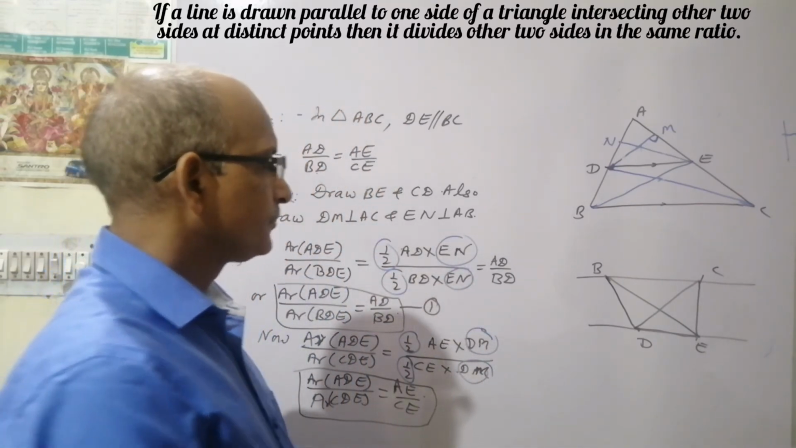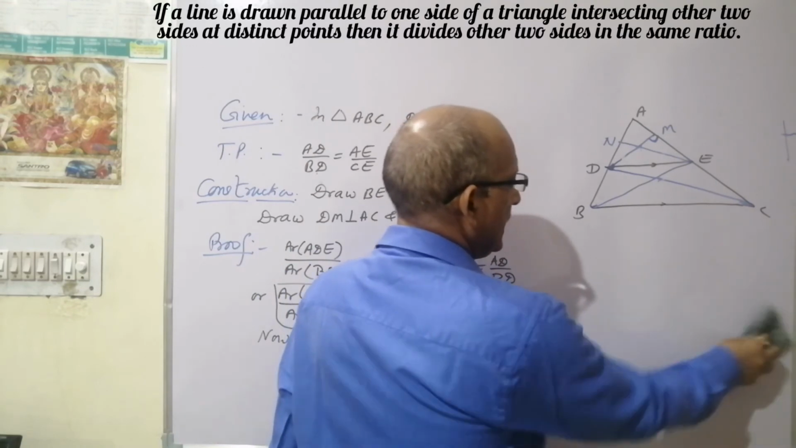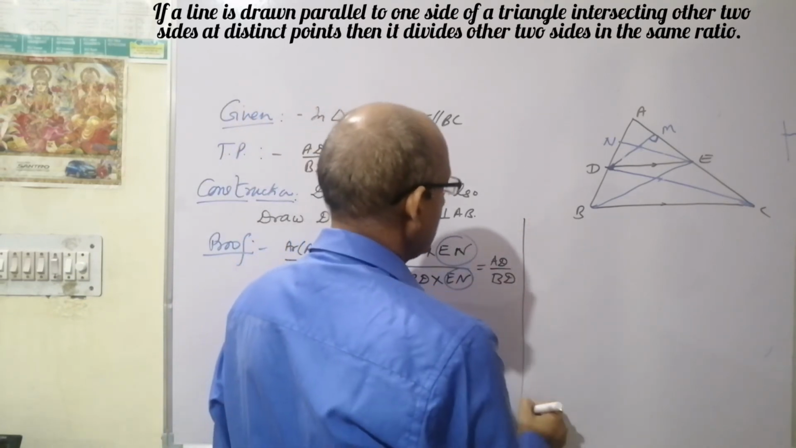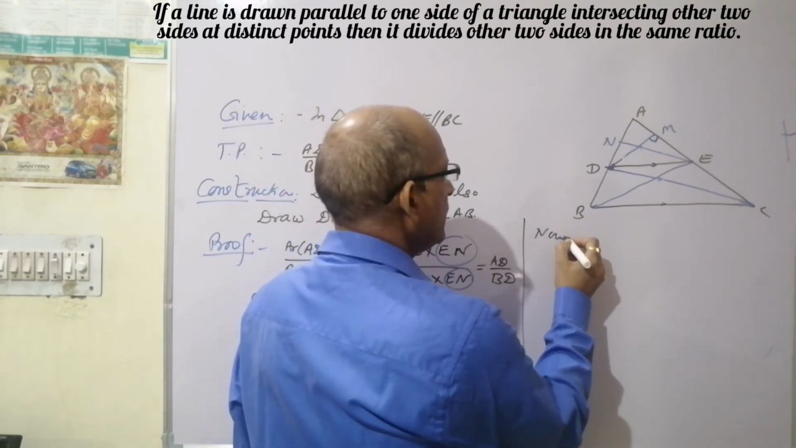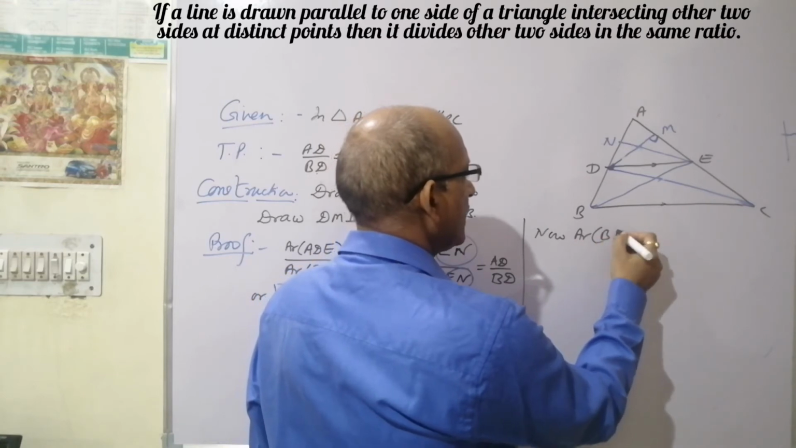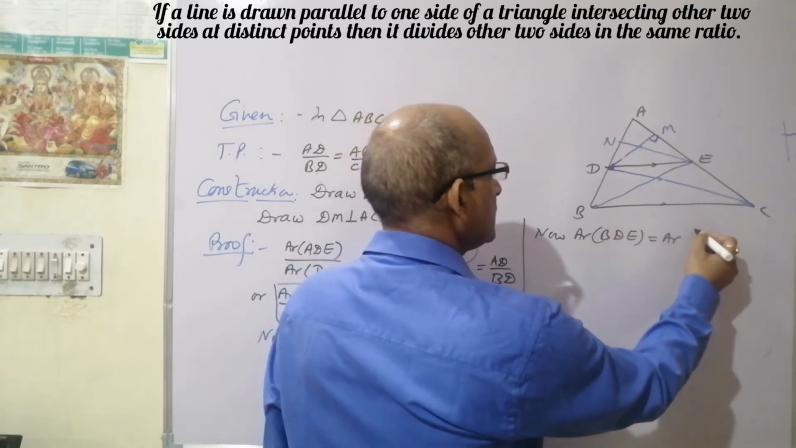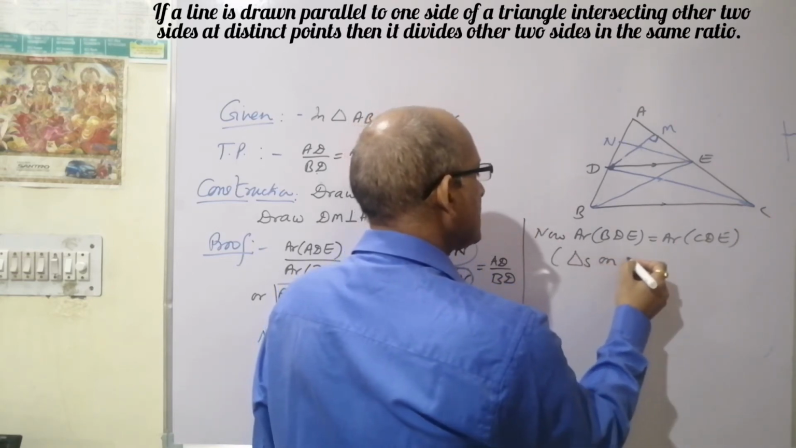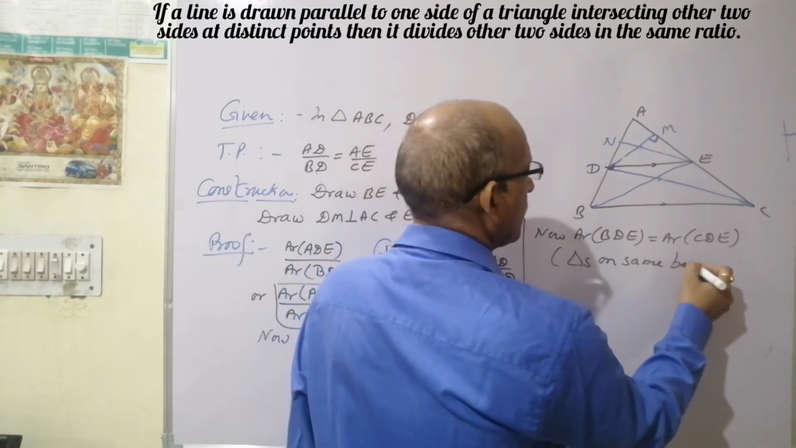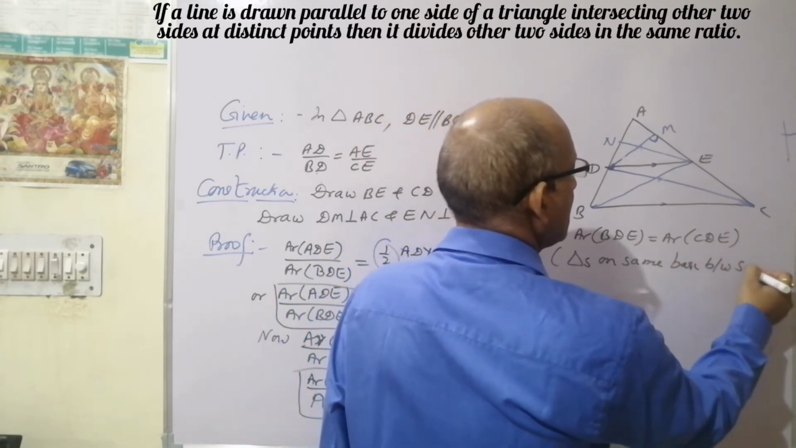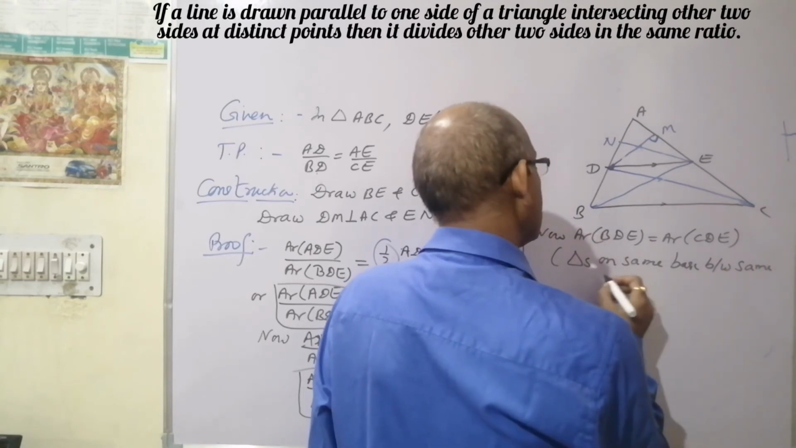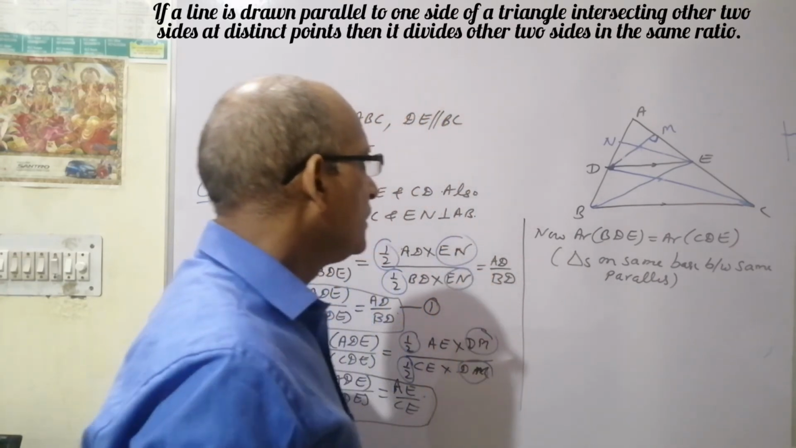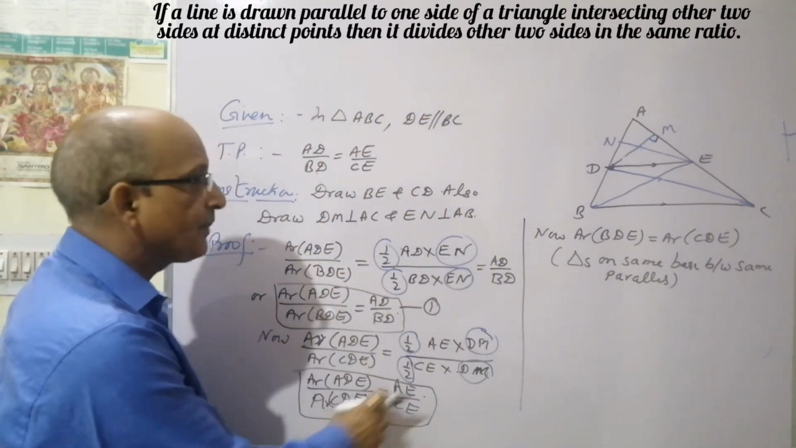So we'll write here: area BDE is equal to area CDE. Triangles on the same base between the same parallels will be equal in area. It means we can replace area CDE by BDE.